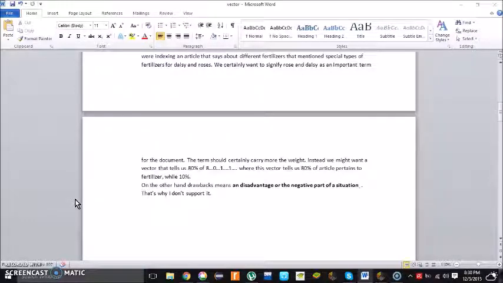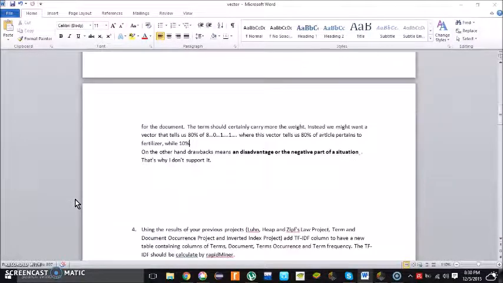Instead, we might want a vector that tells us 80%, 10%, 10%, where the vector tells us 80% of the article pertains to fertilizer while 10% does each of the others. On the other hand, drawback means a disadvantage or the negative part of a situation. That's why, for this question, I don't support it.